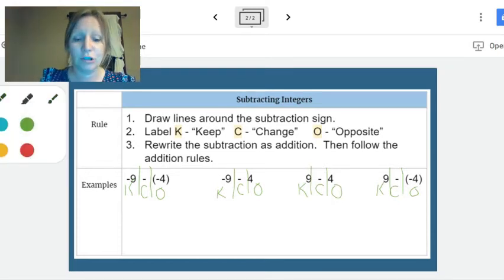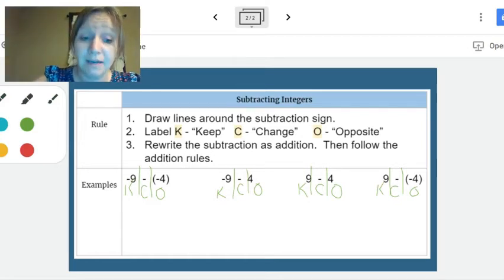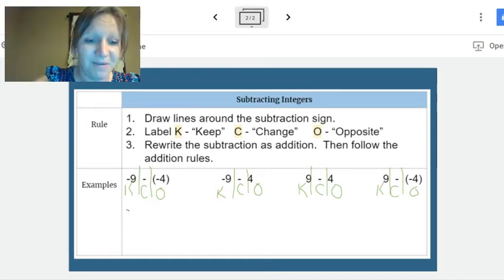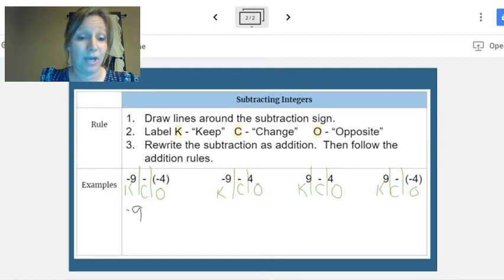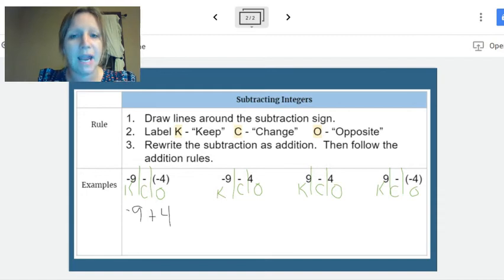What that looks like, if you look at the first one, we're going to keep the negative 9. So I'm going to try to rewrite this. Then we're going to change the minus sign to a plus sign. And then we need to take the opposite of negative 4, which is going to be positive 4. Okay, I'm just rewriting the problem right now. I'm not going to finish it just yet.